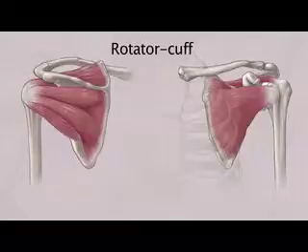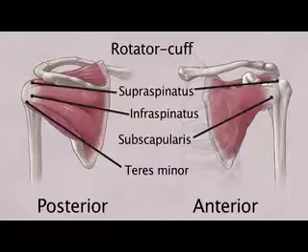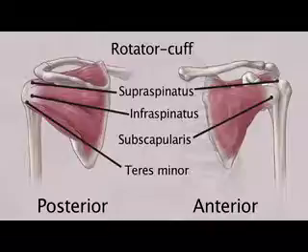The rotator cuff is composed of 4 tendons: the supraspinatus tendon, which allows the arm to abduct, especially for the first 15 degrees; the infraspinatus and teres minor tendons, which allow the arm to rotate externally; and the subscapularis tendon, which allows the shoulder to rotate internally.